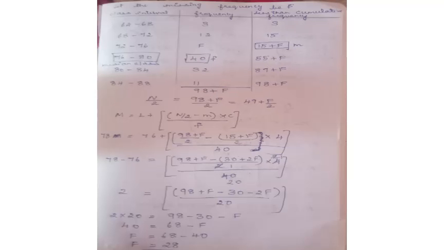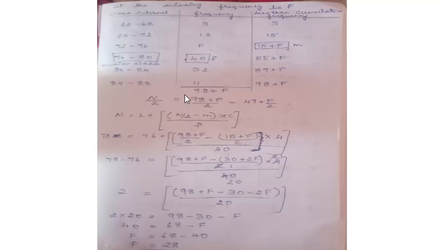Next, less than cumulative frequency. You have to write the first number as it is, 3. Next, go on adding the numbers. So 3 plus 12, 15. 15 plus F, as it is, 15 plus F. 15 plus F plus 40, so 40 plus 15 is 55 plus F. F will continue. 55 plus F plus 32, so 32 plus 55, you will get 87 plus F. We don't know the value of F, so we write plus F. Then 87 plus F plus 11, 98 plus F.